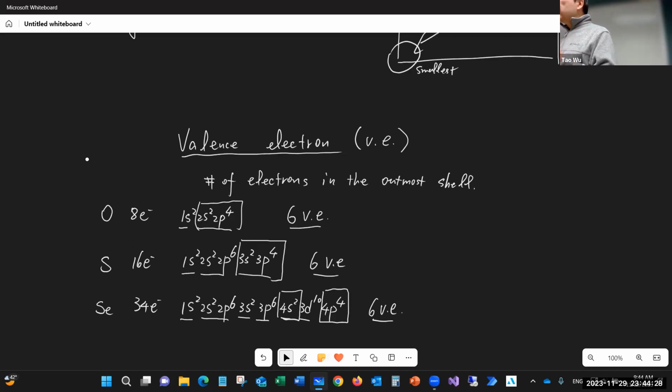Because the valence electrons are in the outermost shell, those electrons are the most active electrons. When we do a chemical reaction, they are going to pair with others, gain electrons, or lose those electrons. So as long as you have a similar number of valence electrons, you are going to have similar chemical reactions. Okay, so this is the valence electron.